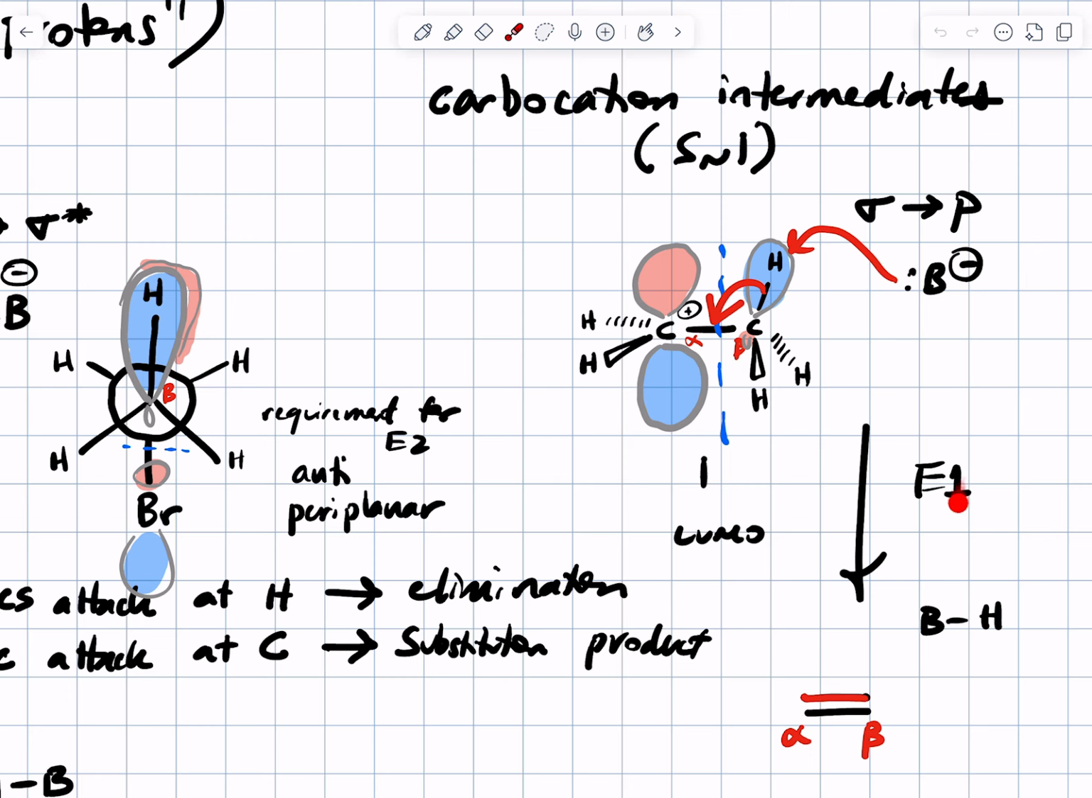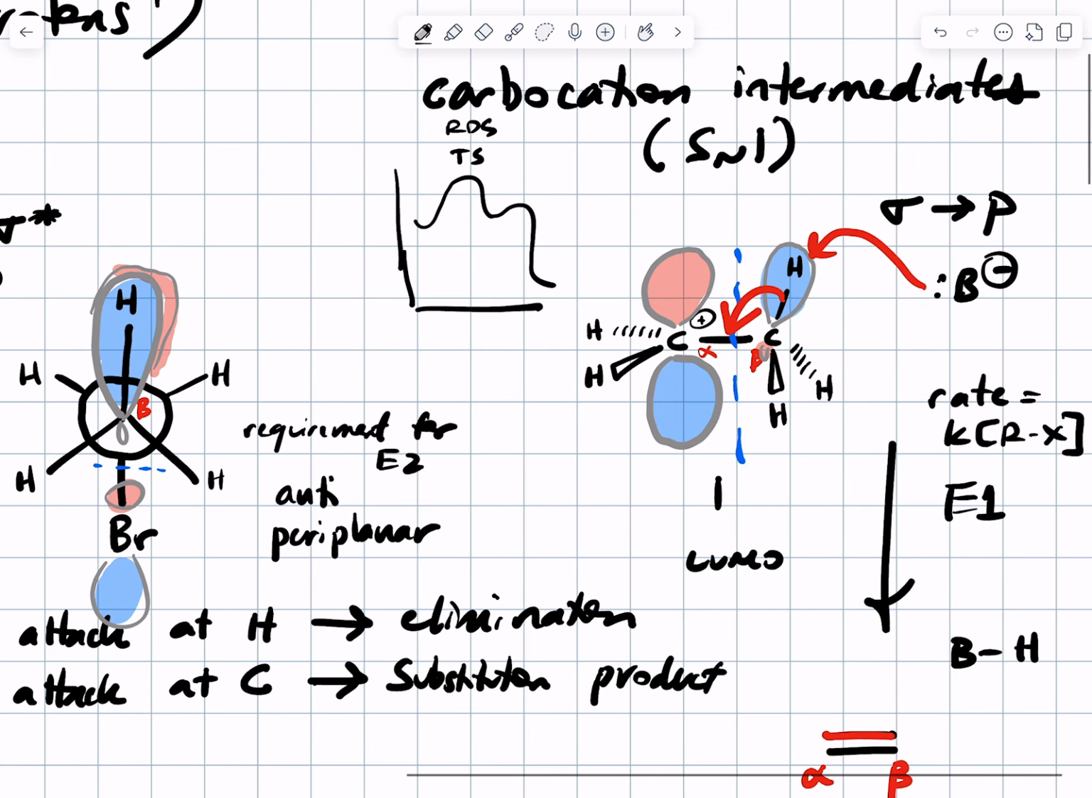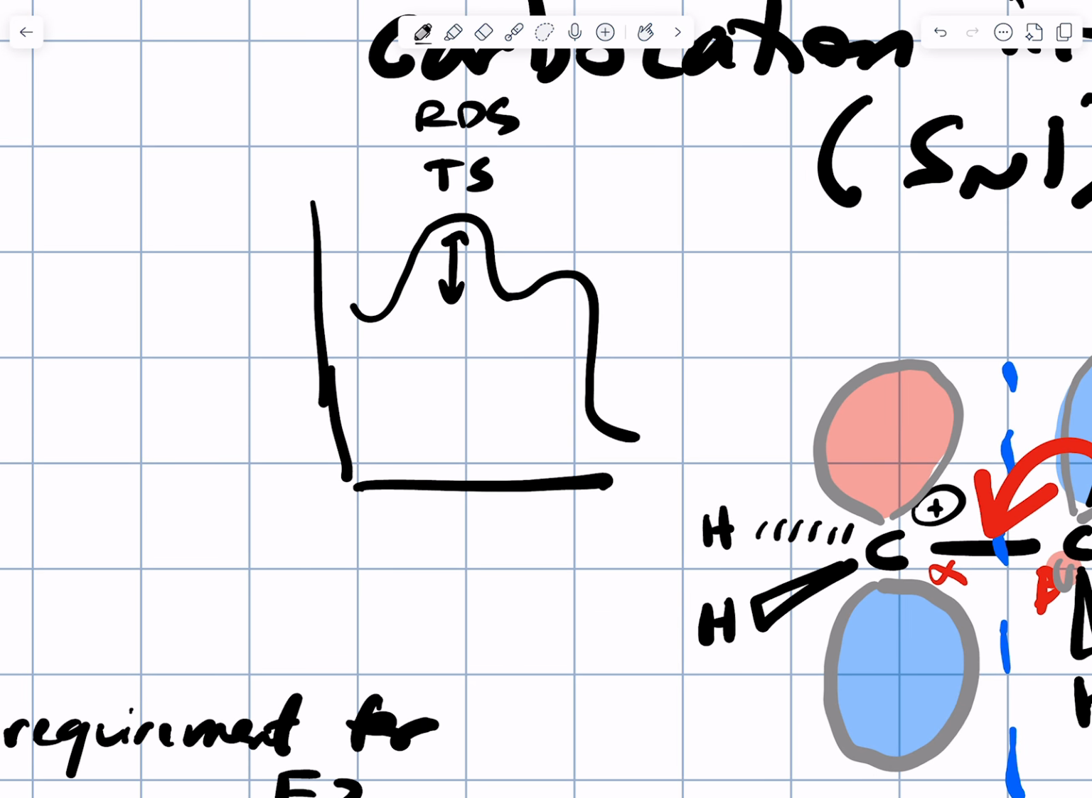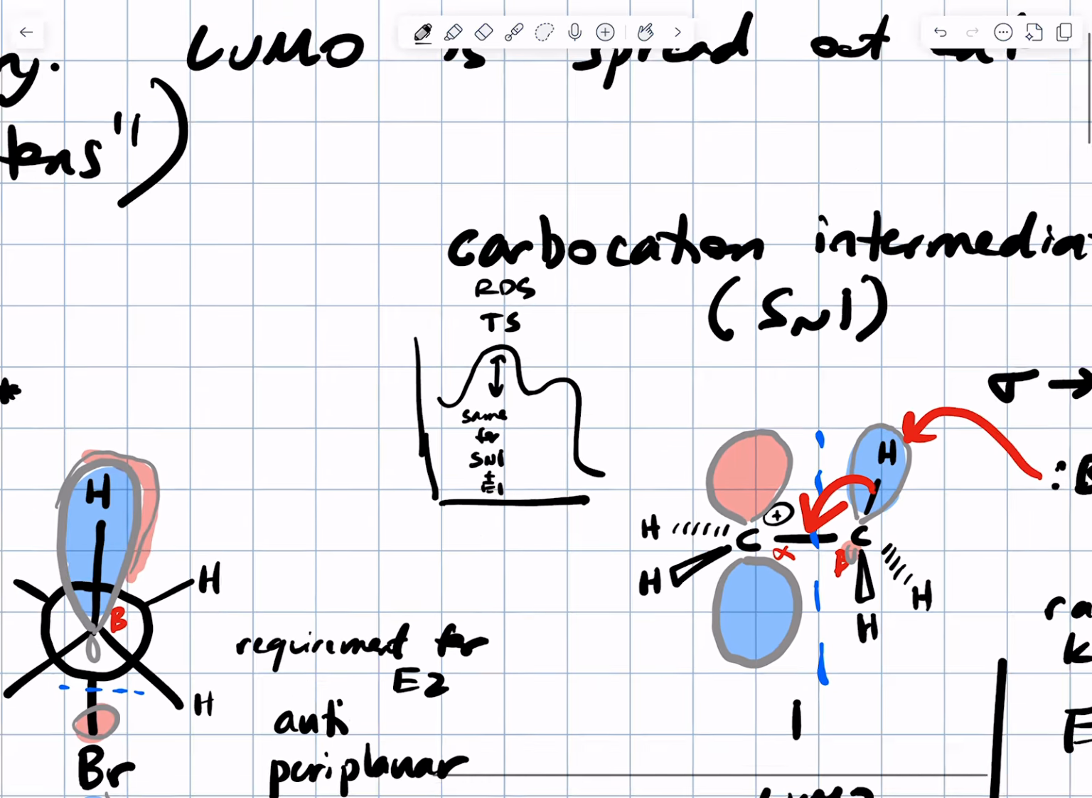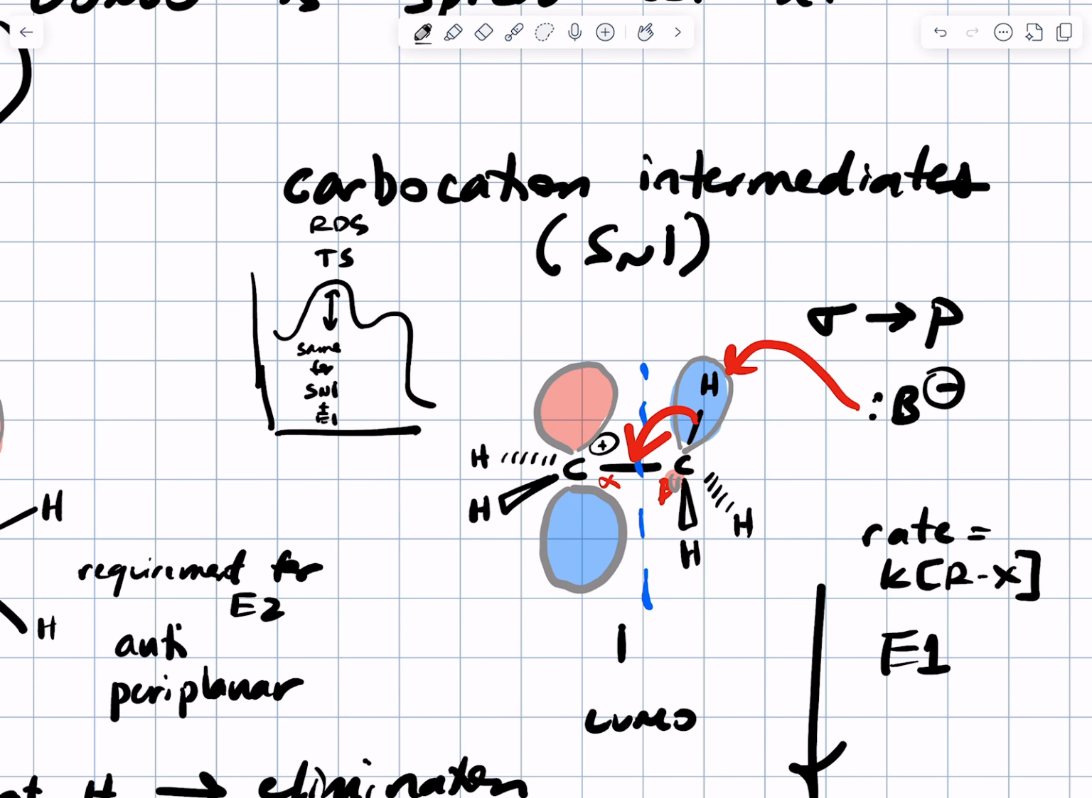It's called unimolecular because, exactly like the SN1 reaction, the rate depends not on the concentration of the base, but only on the concentration of the electrophile. The reaction diagram looks like this. We have 2 steps. This is the transition state of the rate determining step. And importantly, this first step is basically the same for SN1 and E1. So the same first step, the leaving group leaves, and then we get the carbocation.